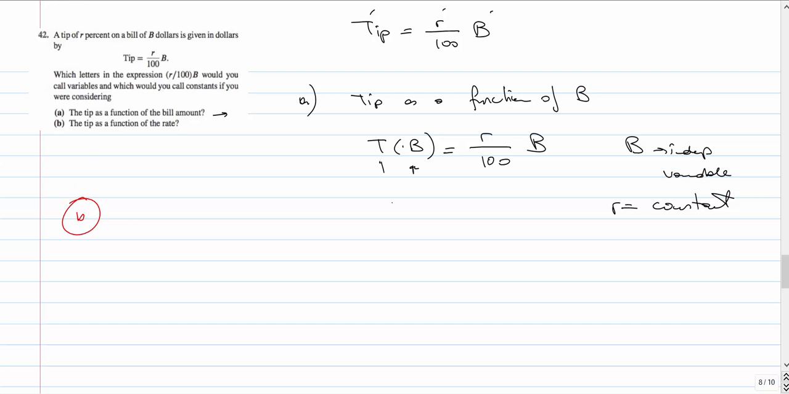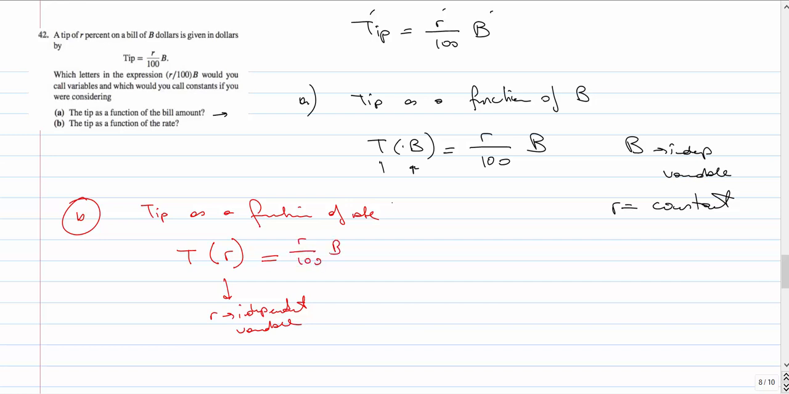If I look at B, it says tip as a function of rate. Then the way I convert this into mathematics is tip as a function of R. Then R here is my independent variable. So from R over 100 times B, R is your variable, then B will be the constant.